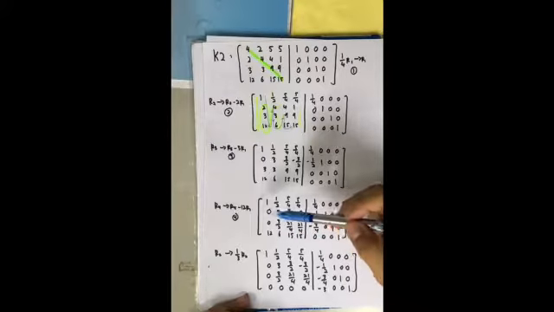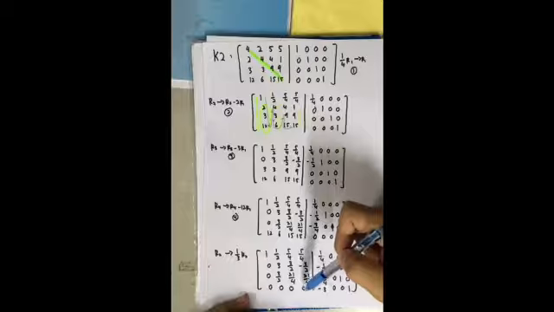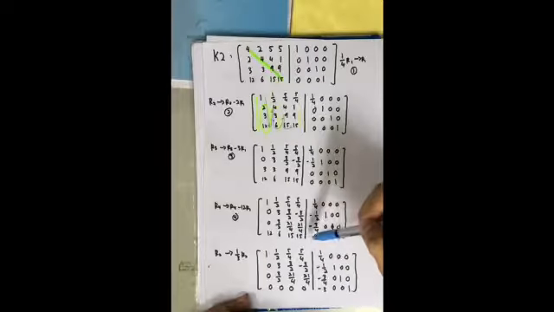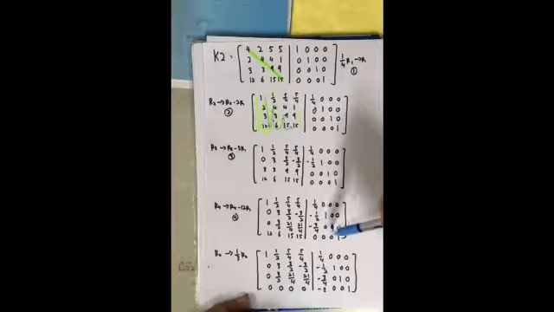15 minus 12 times 5/4 is equal to 0 also. 0 minus 12 times 1/4 is equal to negative 3. 0 minus 12 times 0 is also 0. And for the last one, 1 minus 12 times 0 is equal to 1.